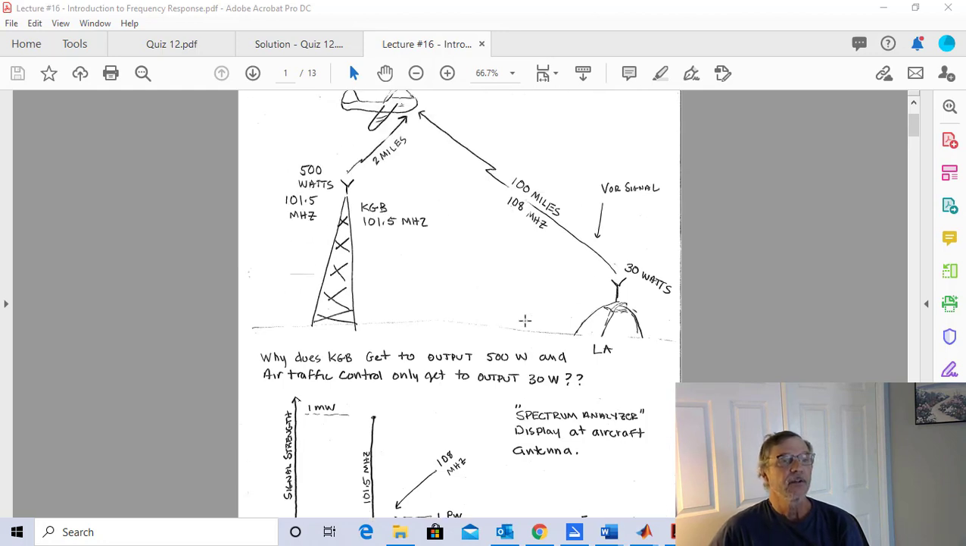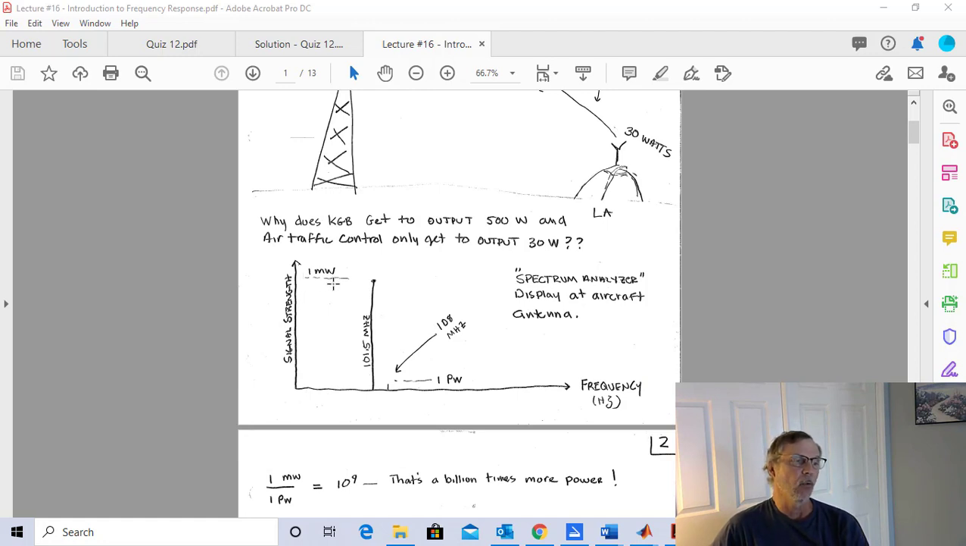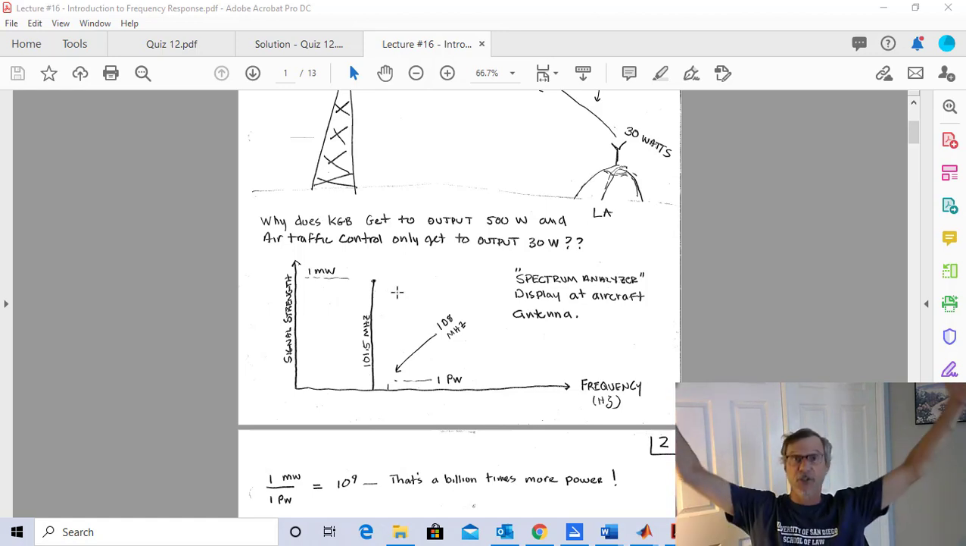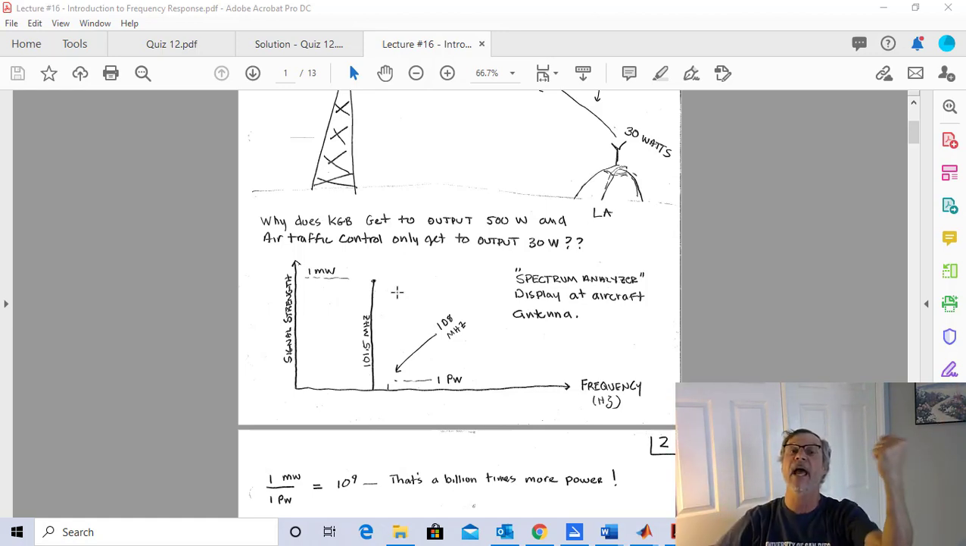And if we work out the math, we are getting at the airplane 1 milliwatt from KGB. That's a milliwatt into a little bitty antenna. That signal's going out all over the place, but we're capturing a milliwatt in an antenna about that high, which is really pretty cool. But our signal that we want to listen to is only a picowatt.